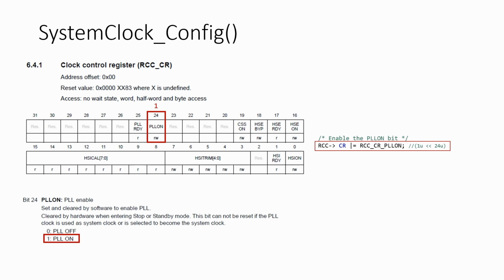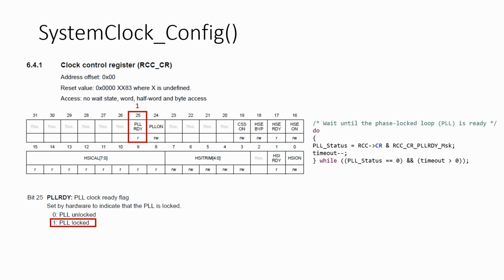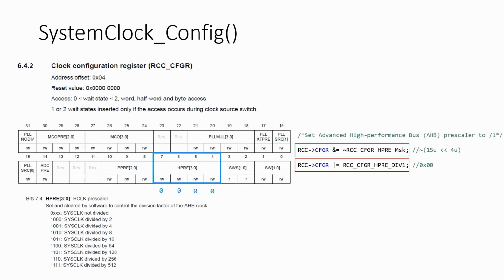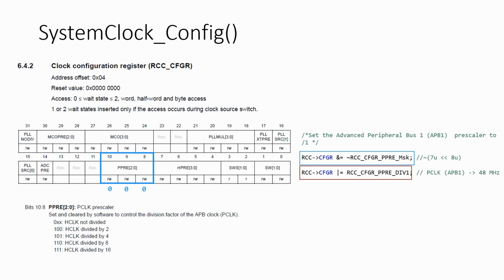In the clock control register, you must enable the PLL on bit by writing a 1 to bit 24. You will need to create a do-while loop to wait until the phase lock loop is ready. This is pretty easy as you only need to check bit 25 of the clock control register. Once bit 25 is 1, we know that the PLL is locked. You will need to set the advanced high performance boost prescaler. Since we don't want to divide the system clock, we just need to write a 0 to the HCLK prescaler bits. In the clock configuration register, you need to set the advanced peripheral boost 1 prescaler to divide by 1.